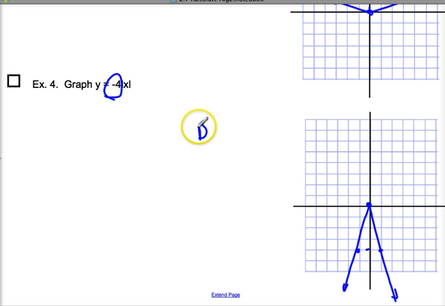Review, if I asked you for domain, that'd be the x's. That thing goes forever left and right, so it'd be all reals. If I ask you for range, that's my y's, and this one's a little different than ones we've talked about before because this one goes down forever. Both left and right goes down forever, but never gets any higher than 0. So the range would be all reals less than or equal to 0.